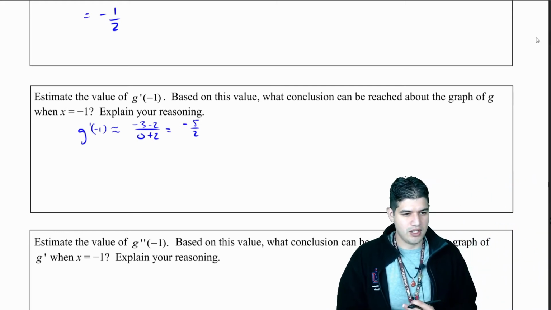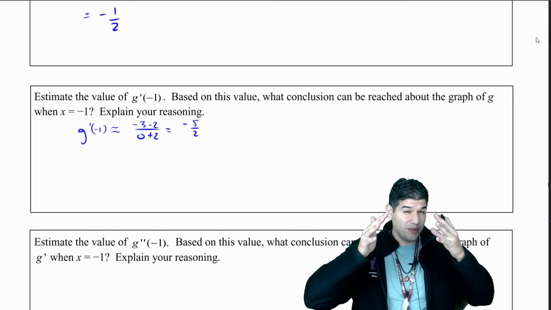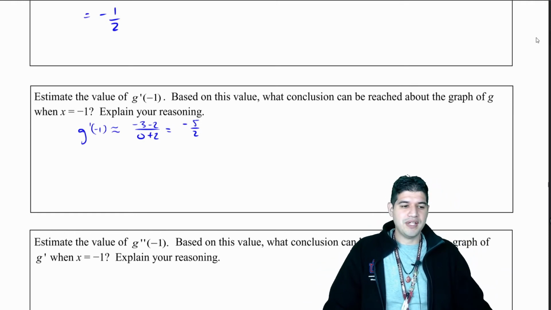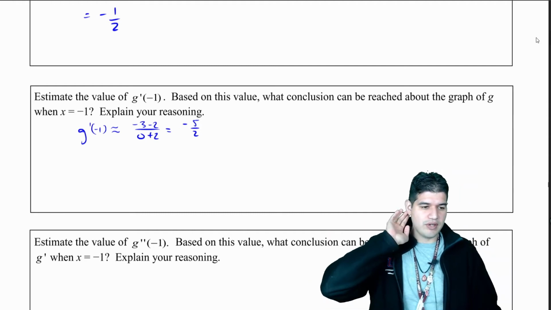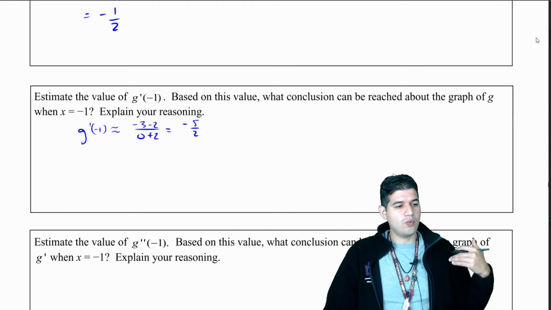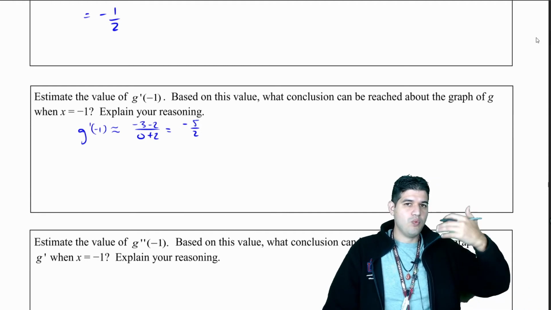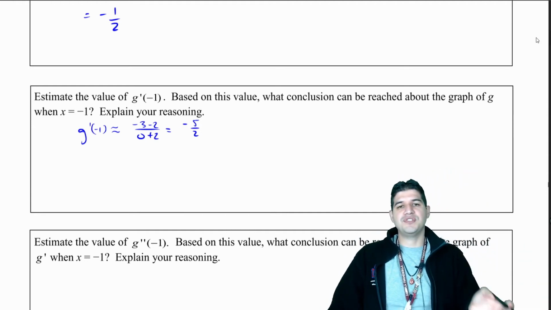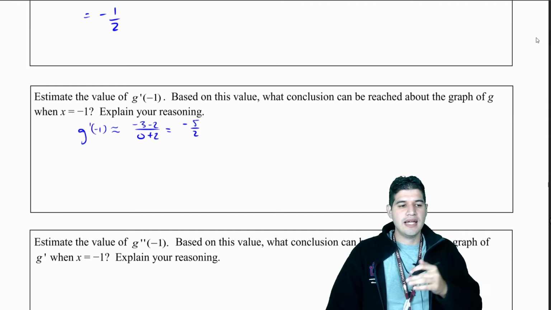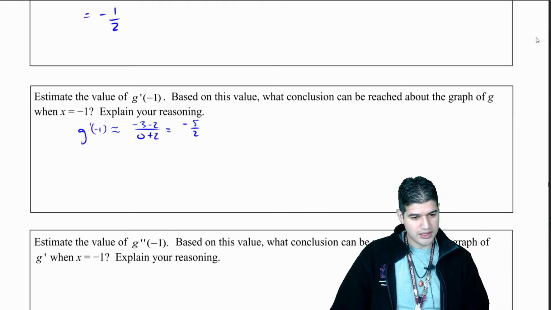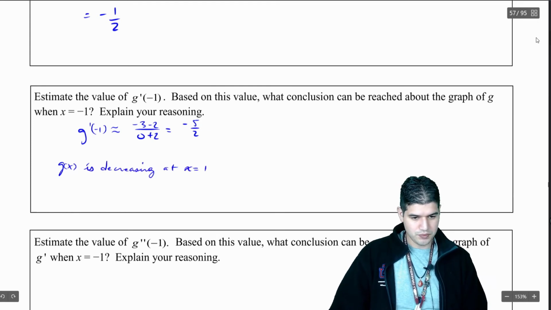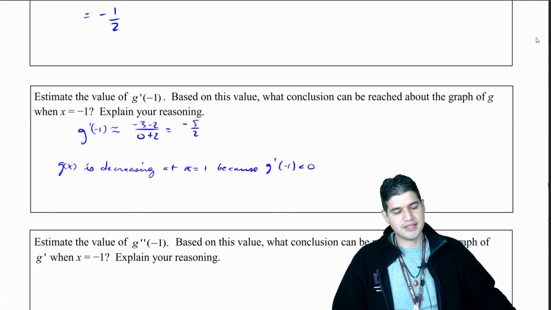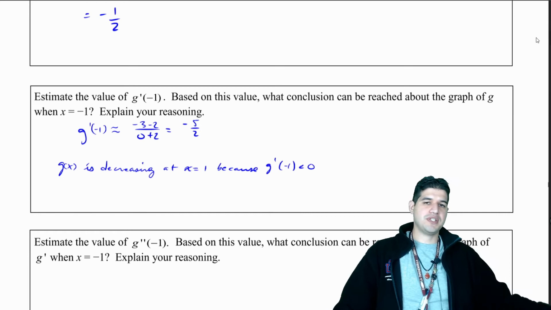So based on this value, what conclusion can be reached about the graph of g when x equals -1? All right, so when x equals -1, again, it's talking about the original function g. What is that behavior? So we know that the derivative comes out to be negative, all right? So when the derivative is negative, what is the graph of g doing? What is the original function doing? It's decreasing there. So g of x is decreasing at x equal to -1 because g prime of -1 is going to be a value less than 0. It's going to be negative, okay? And so think about those when you're writing down your answers.